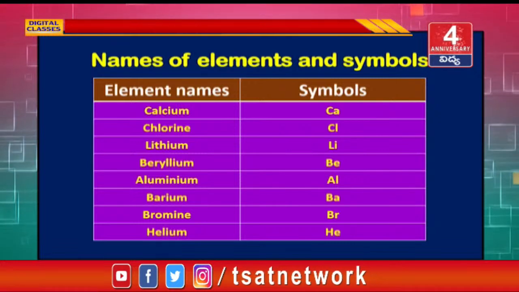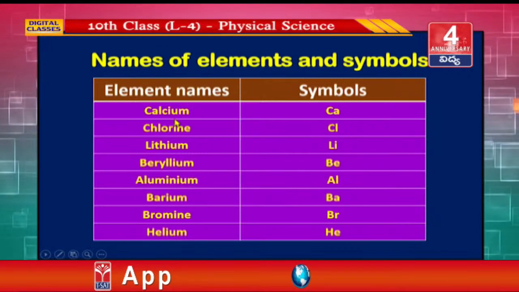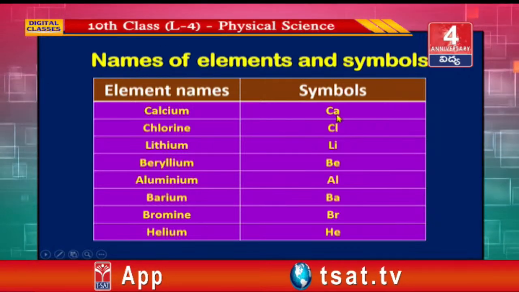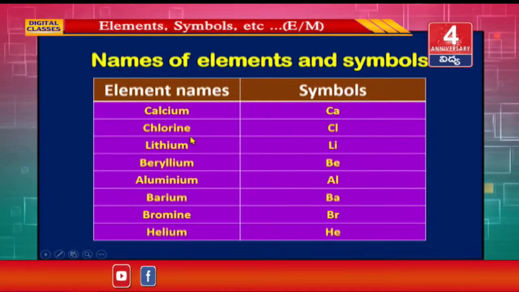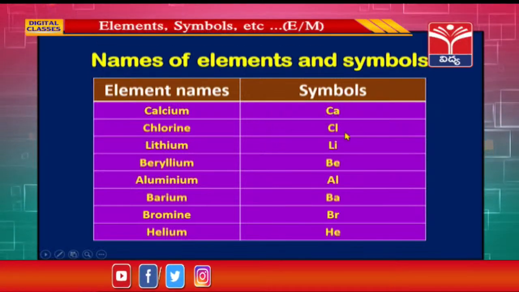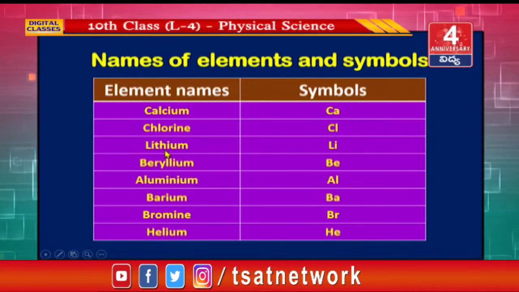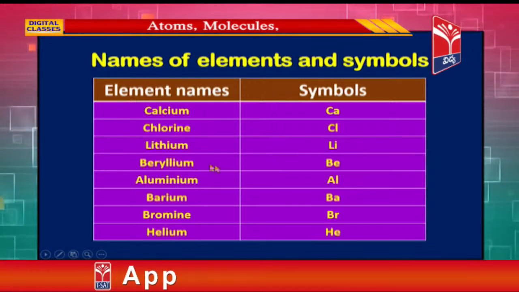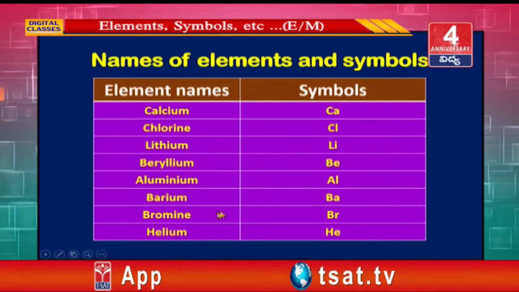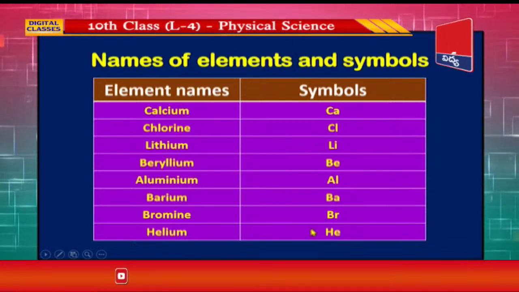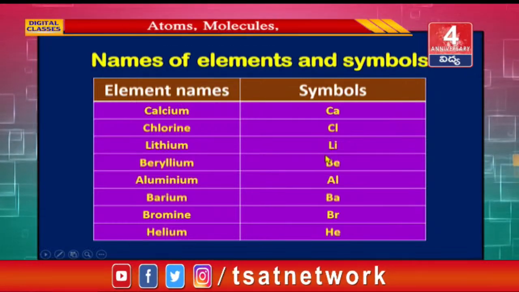Right. In that case, carbon has already been given the symbol C. So, for calcium, we will be taking the second letter also, that is Ca. For chlorine, we are depending upon the pronunciation and taking Cl. Okay, children? And the others follow suit. Lithium is Li, beryllium is Be, aluminium is Al, barium is Ba, bromine Br and helium is He. These are the names of the elements and their symbols.